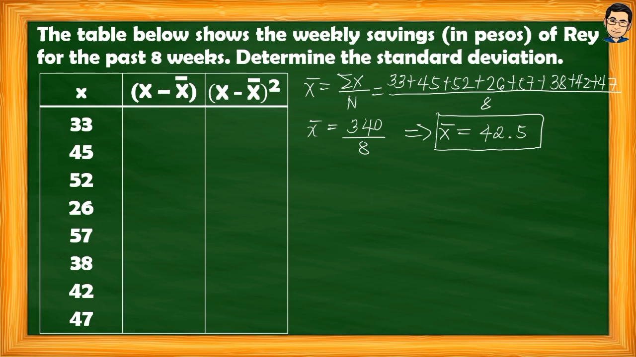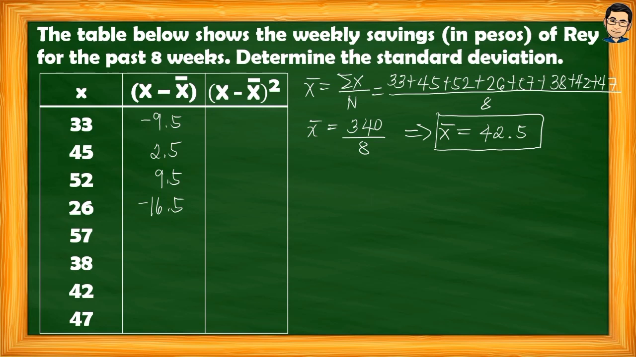Okay, so next. Mag-subtract tayo niyan. So, 33 minus 42.5, ang makukuha nating difference is negative 9.5. Next, 45 minus 42.5, we have 2.5. 52 minus 42.5, we have 9.5. 26 minus 42.5, that is negative 16.5.